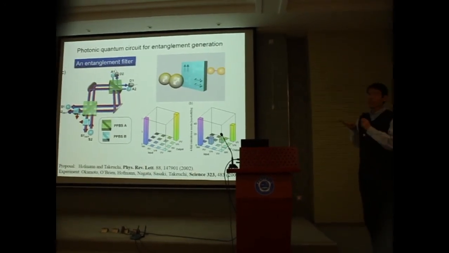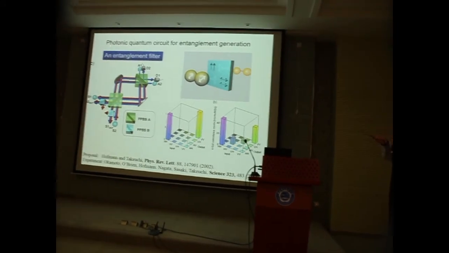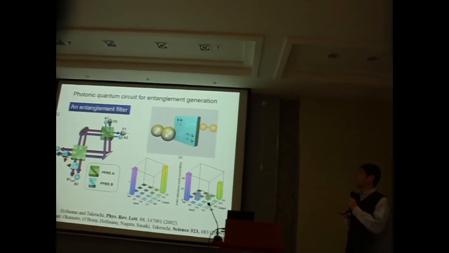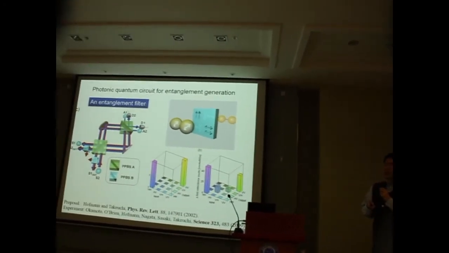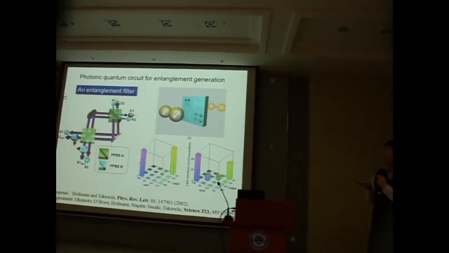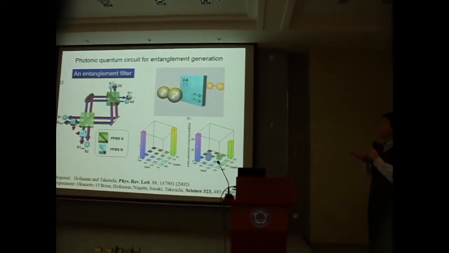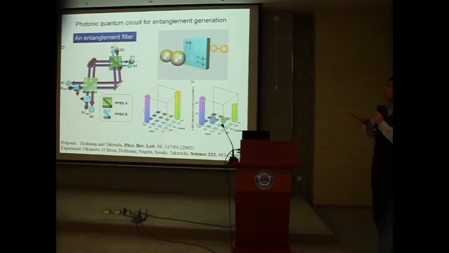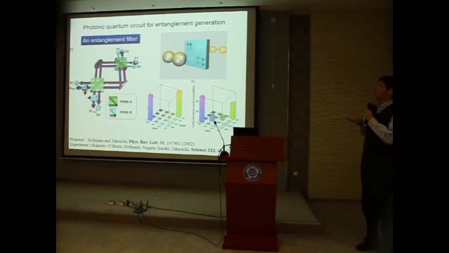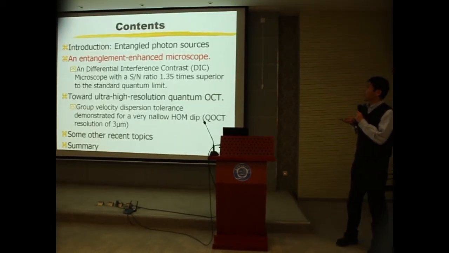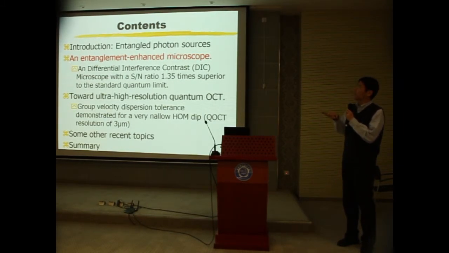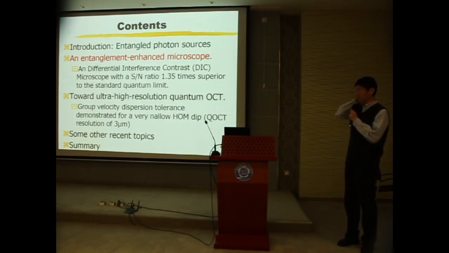And one note I would like to give is that photonic quantum circuit or multi-photon path interference is very useful to generate many different types of entangled states. This is an example. We developed an entanglement filter some years ago using this sort of optical quantum circuit, combining some quantum phase space. And then I would like to enter into the first main topic, entanglement enhanced microscope.